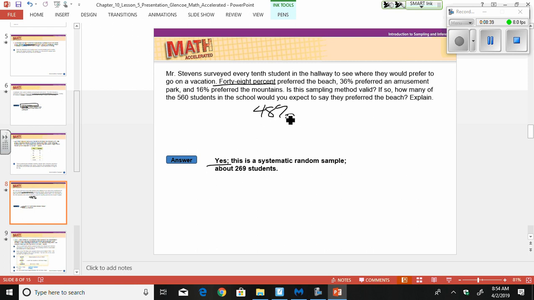And the only way you can find the percent is to take the percent, change it into a decimal, and multiply times the whole. In this case, 560 students. 0.48 times 560 gives you 268.8 students. So you can't have part of a student, so they rounded up to 269 students would prefer the beach in this systematic random sample.